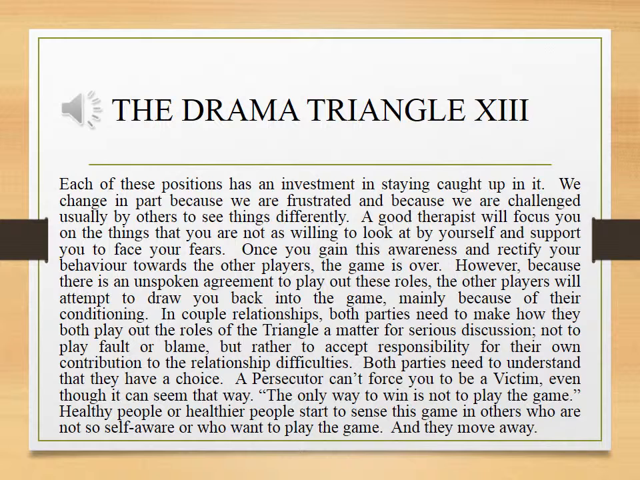However, because there is an unspoken agreement to play out these roles, the other players will attempt to draw you back into the game, mainly because of their conditioning. In couple relationships, both parties need to make how they both play out the roles of the triangle a matter for serious discussion, not to place fault or blame, but rather to accept responsibility for their own contribution to the relationship difficulties. Both parties need to understand that they have a choice.